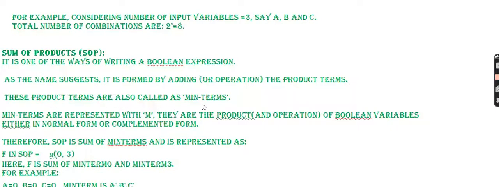These product terms are also called min terms. Sum of products is nothing but min terms. Please remember, there are 2 terms, min terms and max terms, that we define. Min terms are particular to the sum of product terms. They are the product of Boolean variables either in normal form or complemented form. Min terms are generally represented with small m.